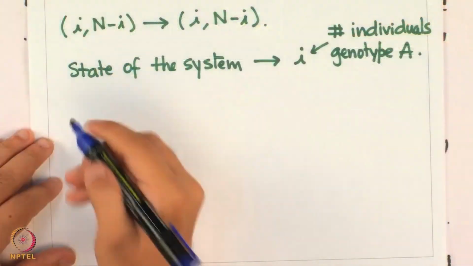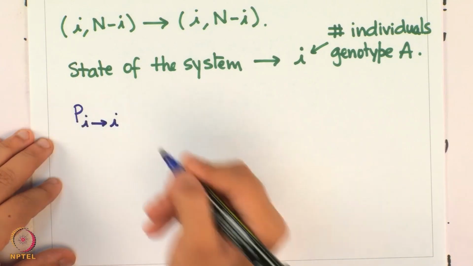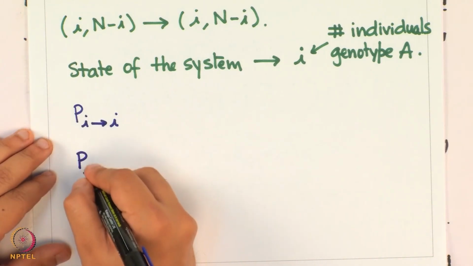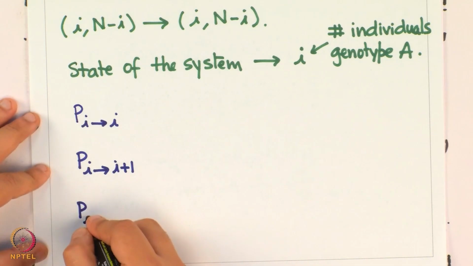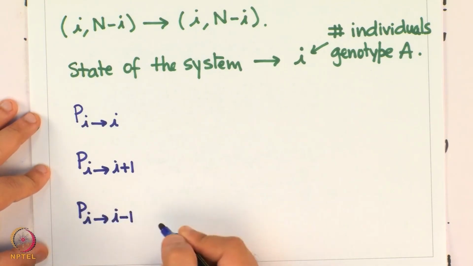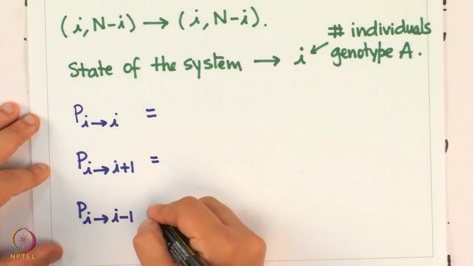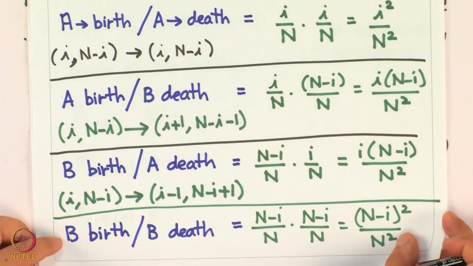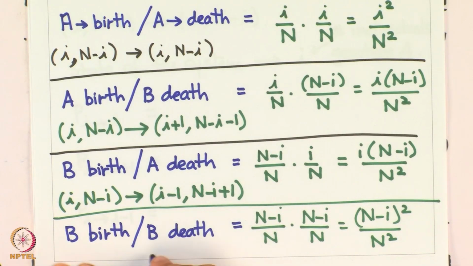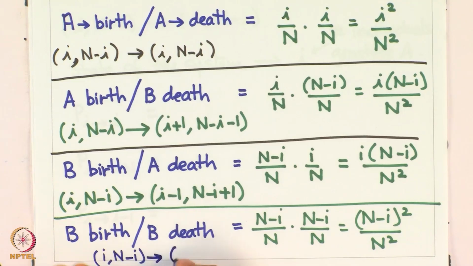And the way we are going to develop this forward is to write 3 probabilities. What is the probability that the system starts from I and remains at I? What is the probability that the system starts at I and goes to I plus 1, and what is the probability that the system starts from I and goes to I minus 1? To understand this, we'll write the expressions for each of these three. Since these are the only 4 possibilities, let me just write down at the bottom here, this is the case where I, n minus I remains I, n minus I.